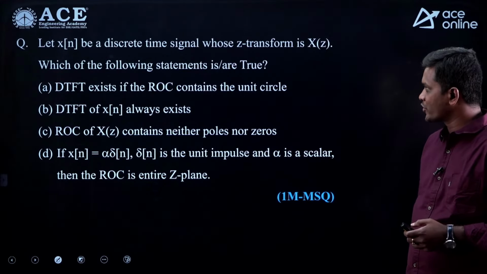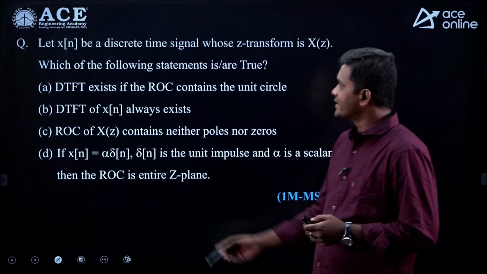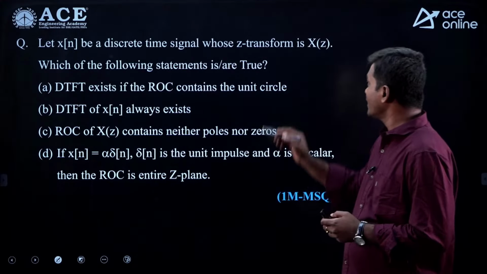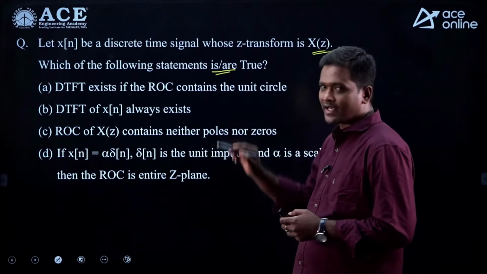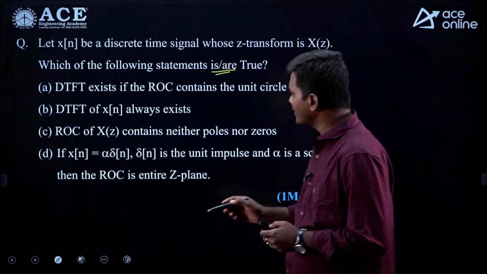One more question on signals and systems. It's an MSQ question from DTFT. See the question: let x of n be a discrete time signal whose Z transform is capital X of Z. Which of the following statements is or are true? It's an MSQ question, 1 mark.